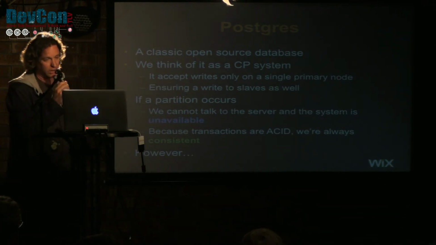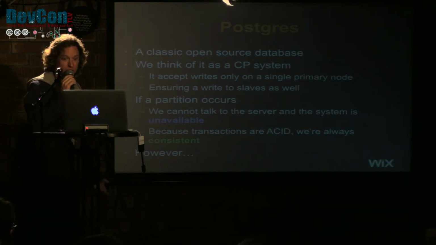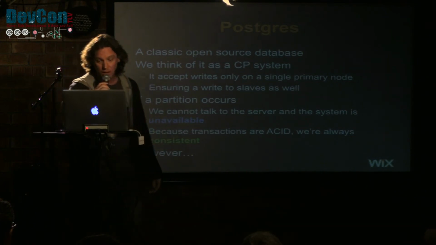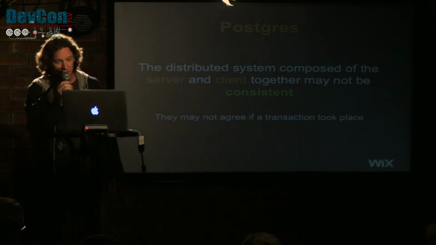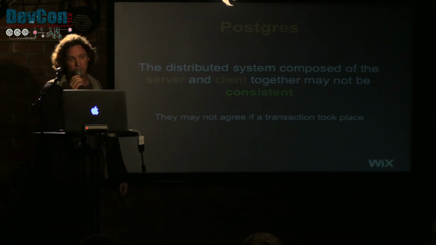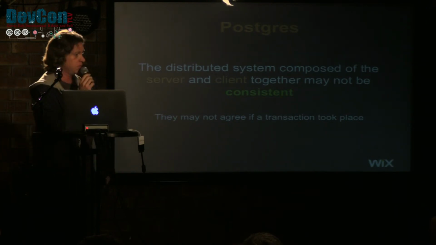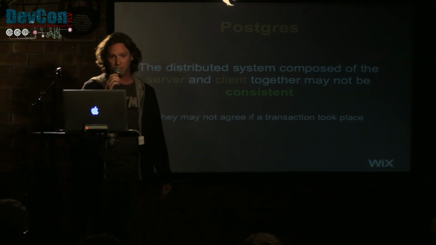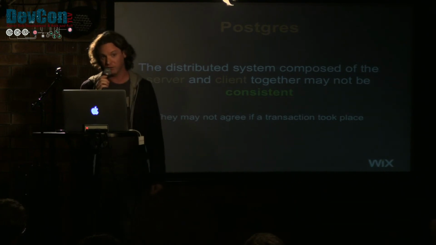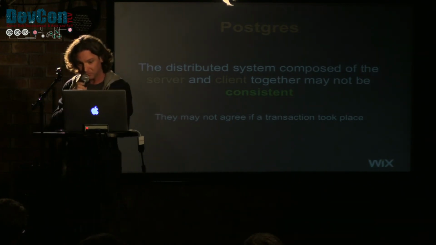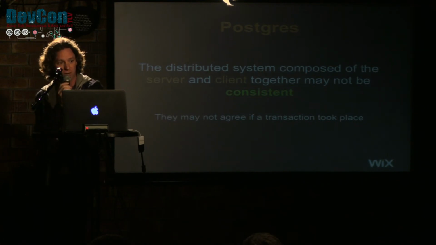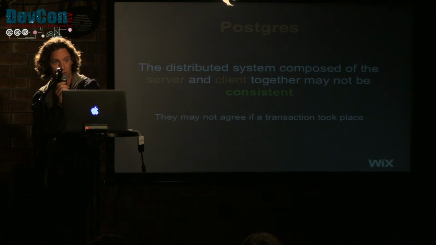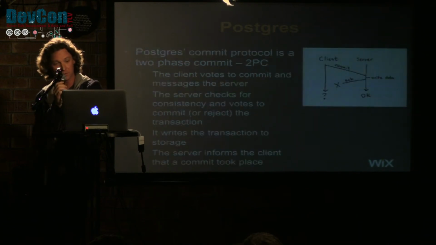In that regard, the master and slaves are a CP system. If a partition occurs, we cannot talk to the server and the system is unavailable. And we should be consistent. But the distributed system that is composed of the server and the client in Postgres might not be consistent. And to be honest, that's true for any SQL engine. What it means is that they might not agree on whether a transaction actually took place. Sounds strange, right? Let's see how that happens.